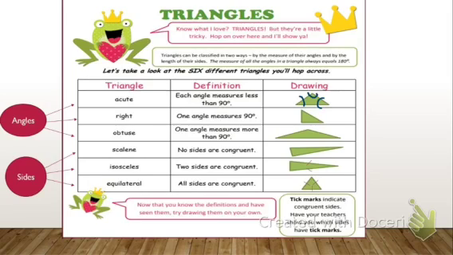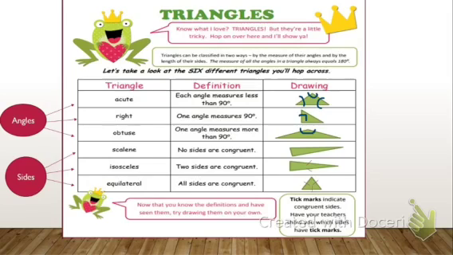Let's move on to a right triangle. In a right triangle, one of the angles must measure exactly 90 degrees. Now if we look to the right at the drawing, here's the 90-degree angle. The next is an obtuse triangle, and one angle must measure more than 90 degrees. So only one of them must be greater than 90 degrees. And if you look to the right, here's the drawing, and here's the obtuse angle.